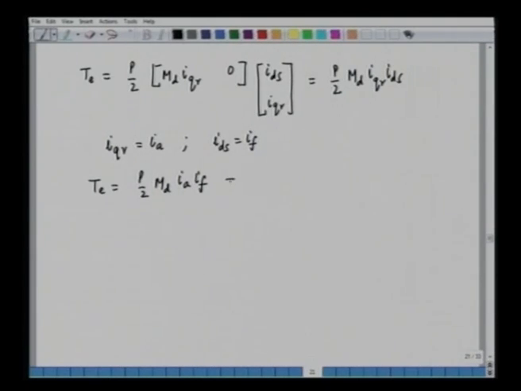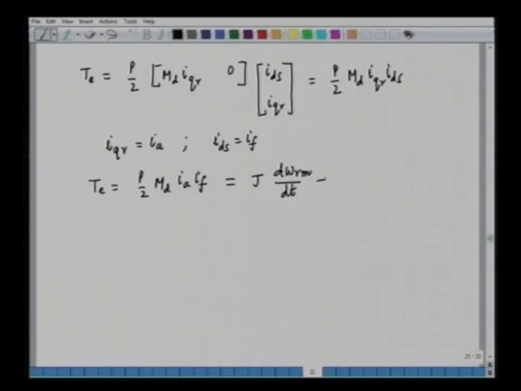Now that's equal to J d omega r by dt. Now omega r is the electrical speed. So if you want to find out the torque, this has to be the mechanical speed, omega r m, and this J d omega r m by dt is the inertial torque. J is the moment of inertia and d omega r m by dt is the angular acceleration of the rotor, the mechanical angular acceleration of the rotor.